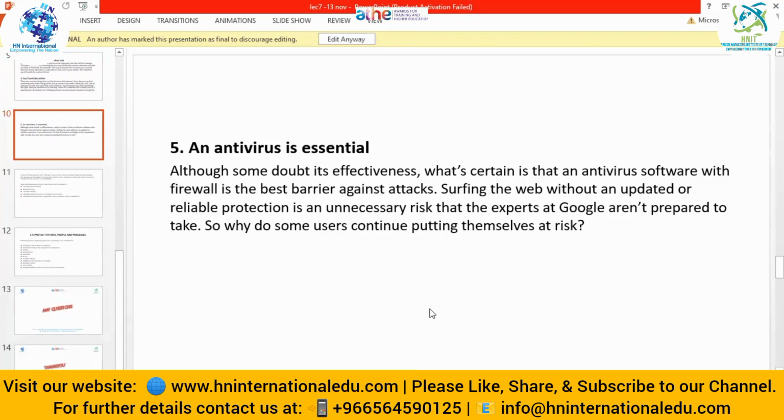Surfing the web without updated or reliable protection is an unnecessary risk that the experts at Google aren't prepared to take. So why do some users continue putting themselves at risk? Still now there are so many people who haven't installed antivirus, because even while they're working, they just plug in anyone's USB drive or hard drive and use it without scanning. They are putting their systems, their database, their professional life at risk.